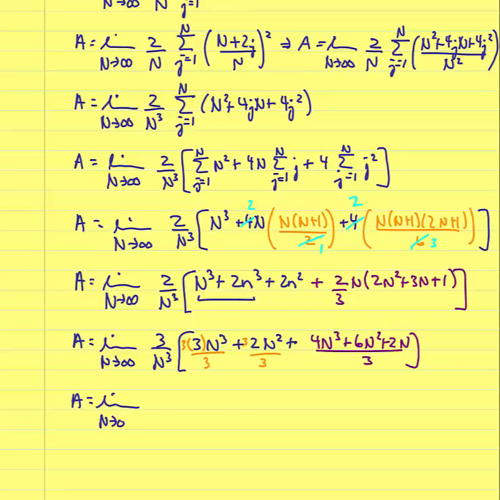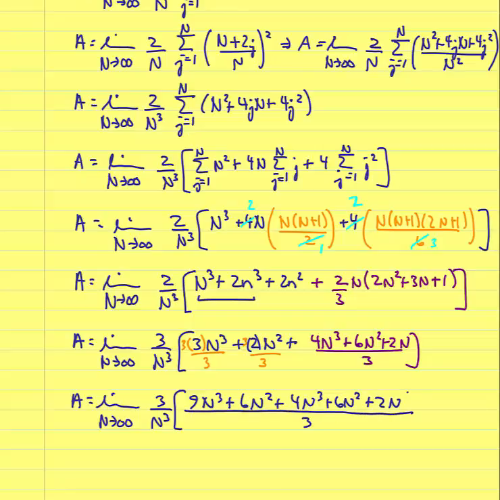Limit as n approaches infinity, 3 over n cubed. So this would be 3 times 3 is 9n cubed plus 6n squared plus 4n cubed plus 6n squared plus 2n. Now I have that same common denominator, so this is all over 3.